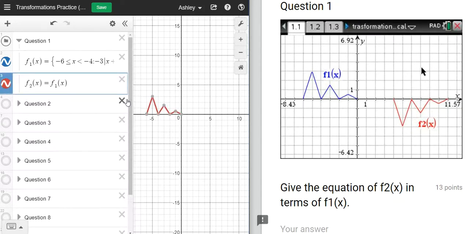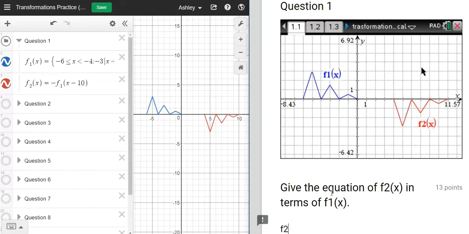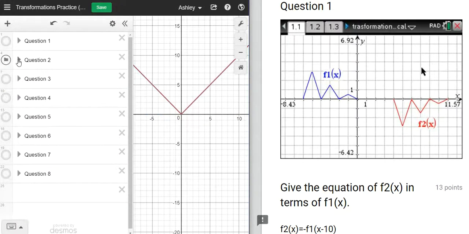So my vertical reflection across the x is represented by negative f of x, and my horizontal translation to the right 10 is represented by minus 10. I can see visually that this matches my graph on the assignment, so I'm going to go ahead and type in my equation for f2 of x in terms of f1 of x, negative f1 of x minus 10. And that's it. Then you can just hide question 1 and move on to question 2.